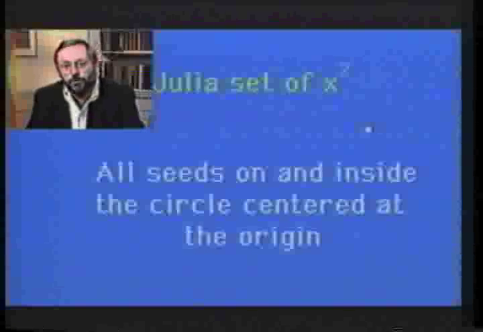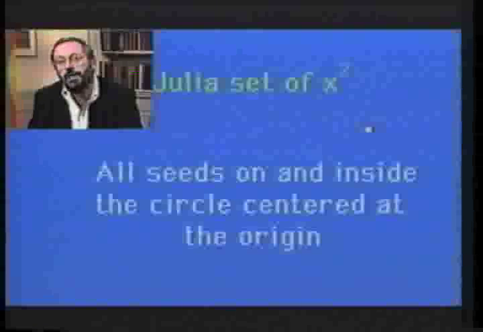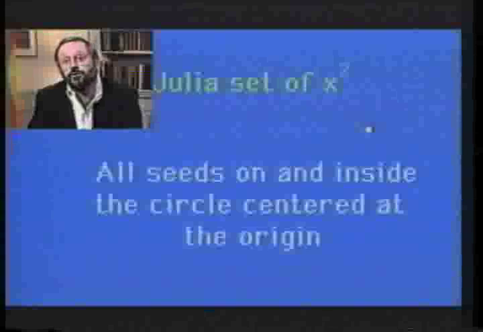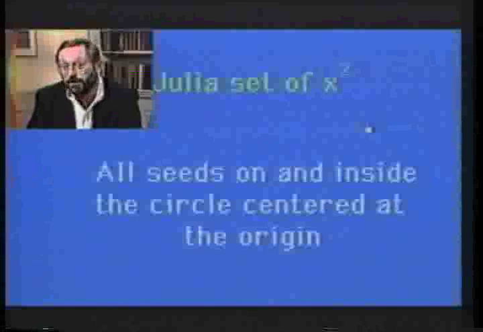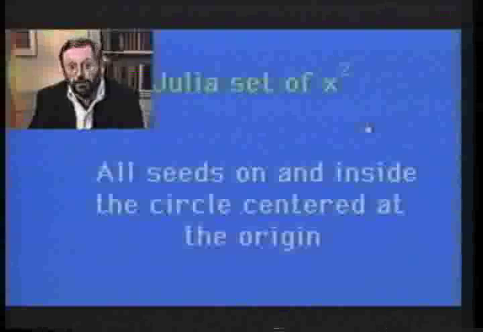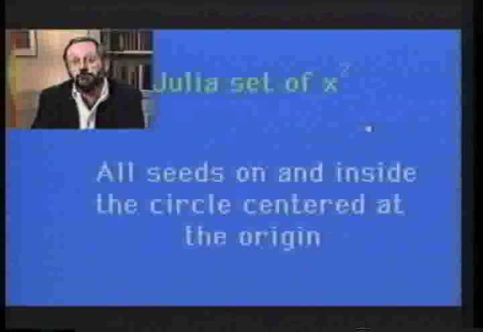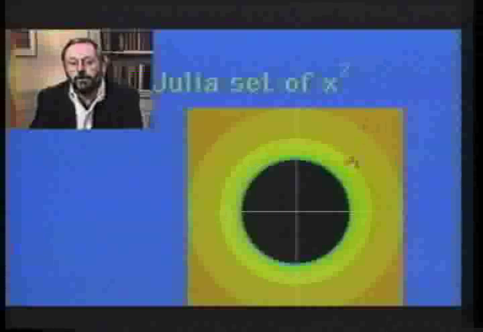Well, if you do this experiment, what you'll find is the set of seeds whose orbits do not escape to infinity are all those complex numbers on or inside the unit circle in the plane. That is the unit disk in the complex plane. So here's a picture of the filled Julia set for x squared. This is the circle of radius 1 centered at the origin. As we saw, 1 and 0 and i are in the filled Julia set, but 2i is not.